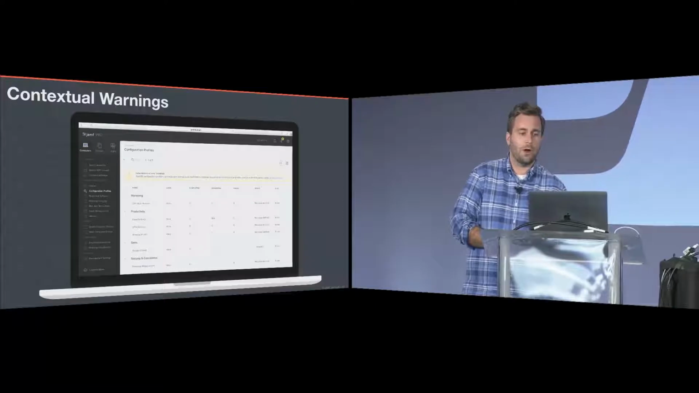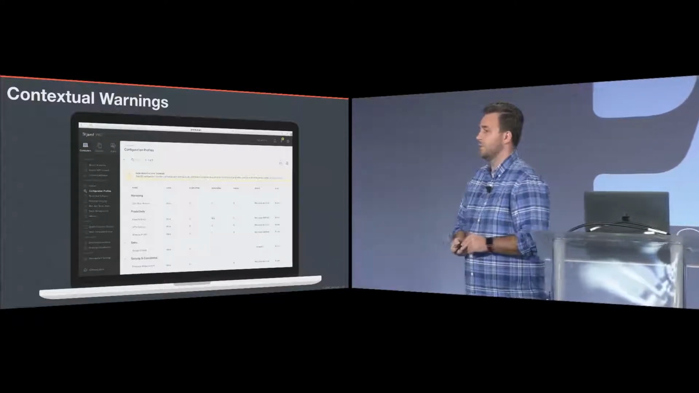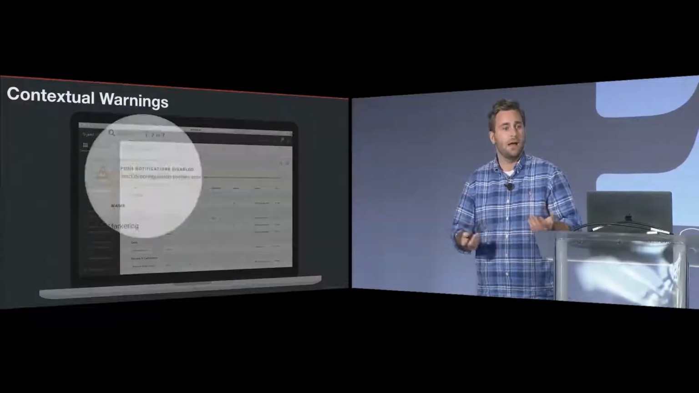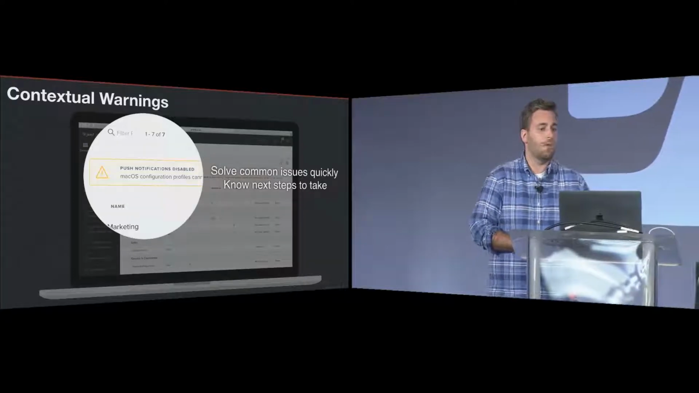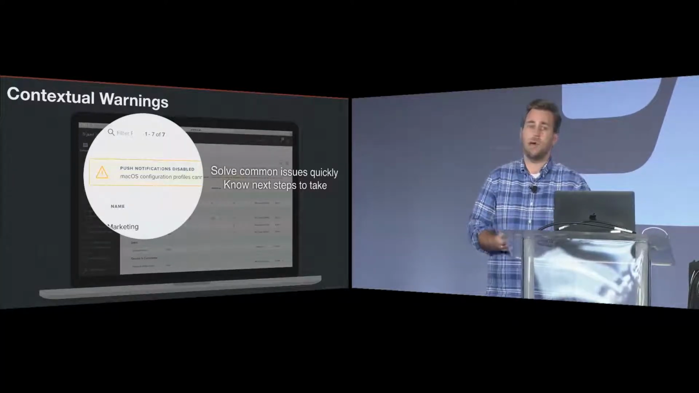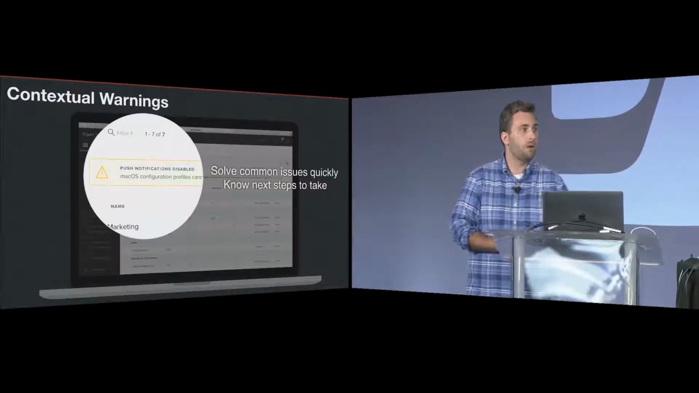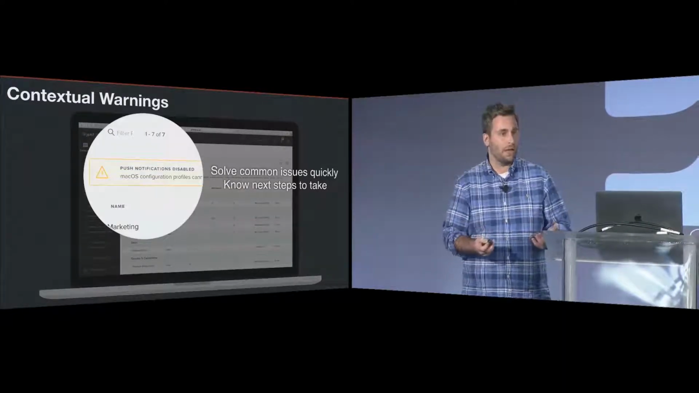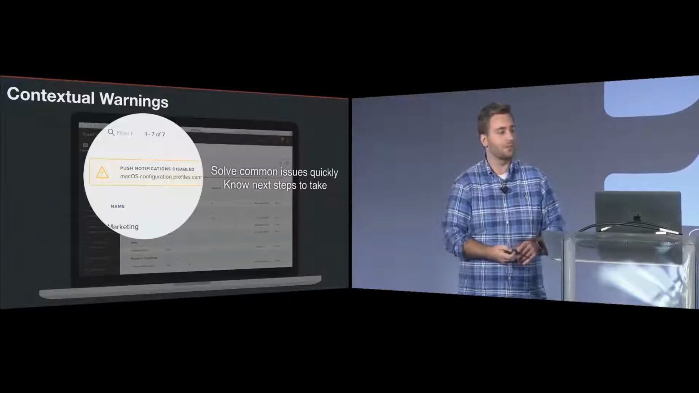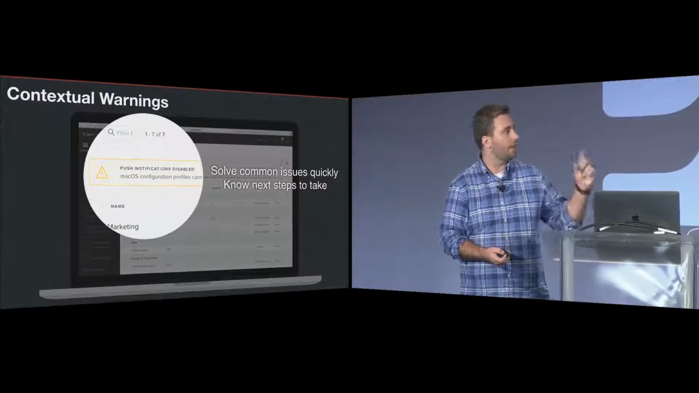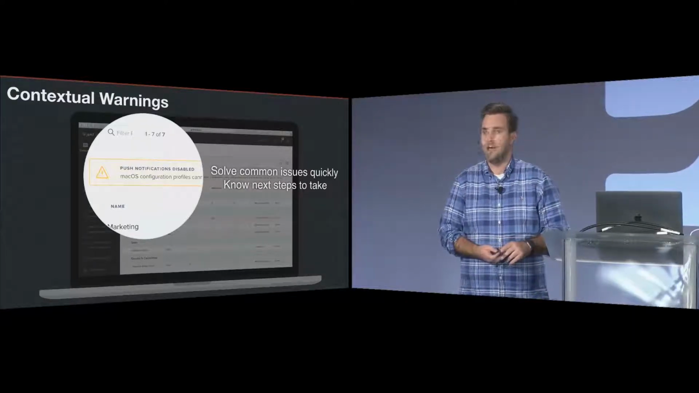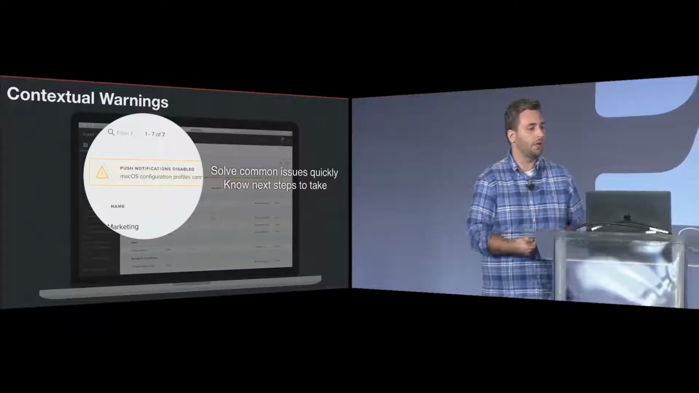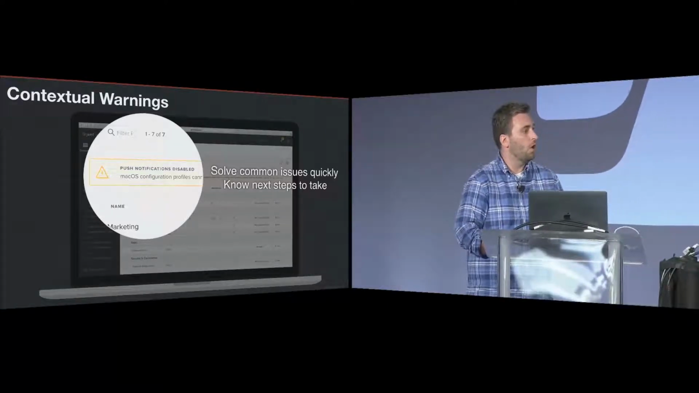The fifth thing that we're really proud of in the new UI is those contextual warnings. We saw this earlier in the keynote where we were trying to push out a configuration profile, but push notifications were disabled for us. Now when that warning happens, and this happened a lot in our training sessions, it will show that nice contextual warning for us, so you can solve really common issues quickly and know what steps to take next.